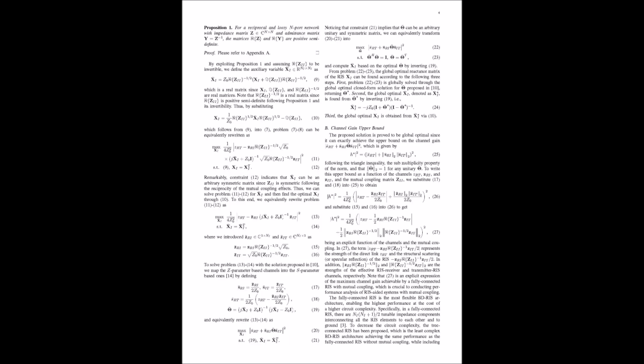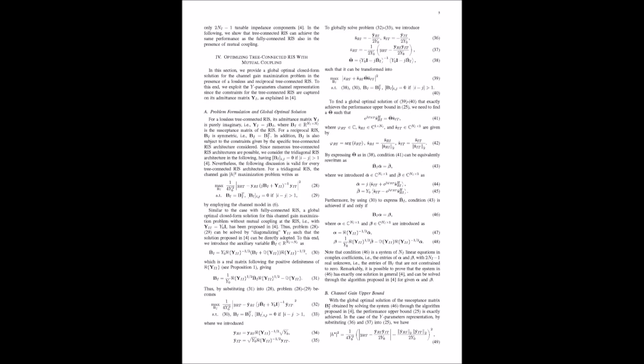Tree-connected RIS seems to hit a sweet spot: high performance without all the complexity. To prove this point, they do the math and show that the expression for channel gain in the tree-connected case is the same as the upper limit they found for the fully connected case. This gives solid mathematical backing to the idea that tree-connected RIS can be just as effective even with mutual coupling present. That is absolutely incredible. It really opens up possibilities for simpler, more cost-effective BD-RIS systems.